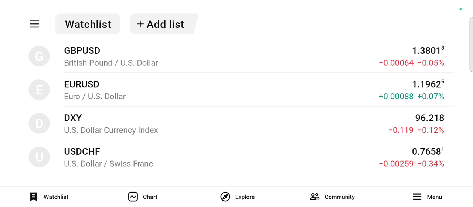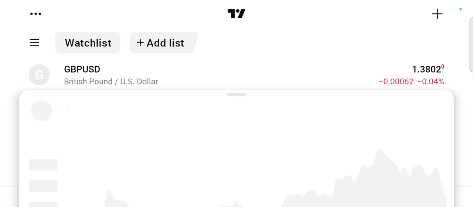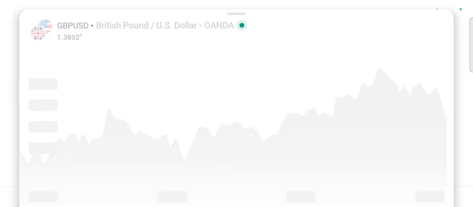So let's go straight to the point. On GBP USD, I'm going to be doing the top-down analysis. As you all know, I'm a top-down analyst. So going to GBP USD, let's see what the market is doing.